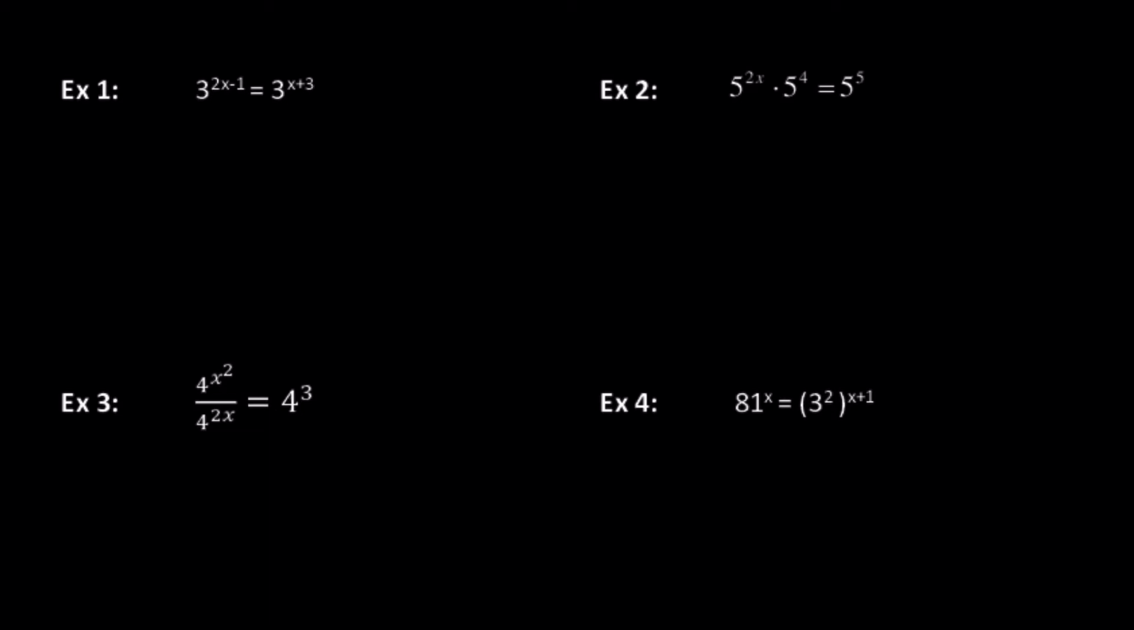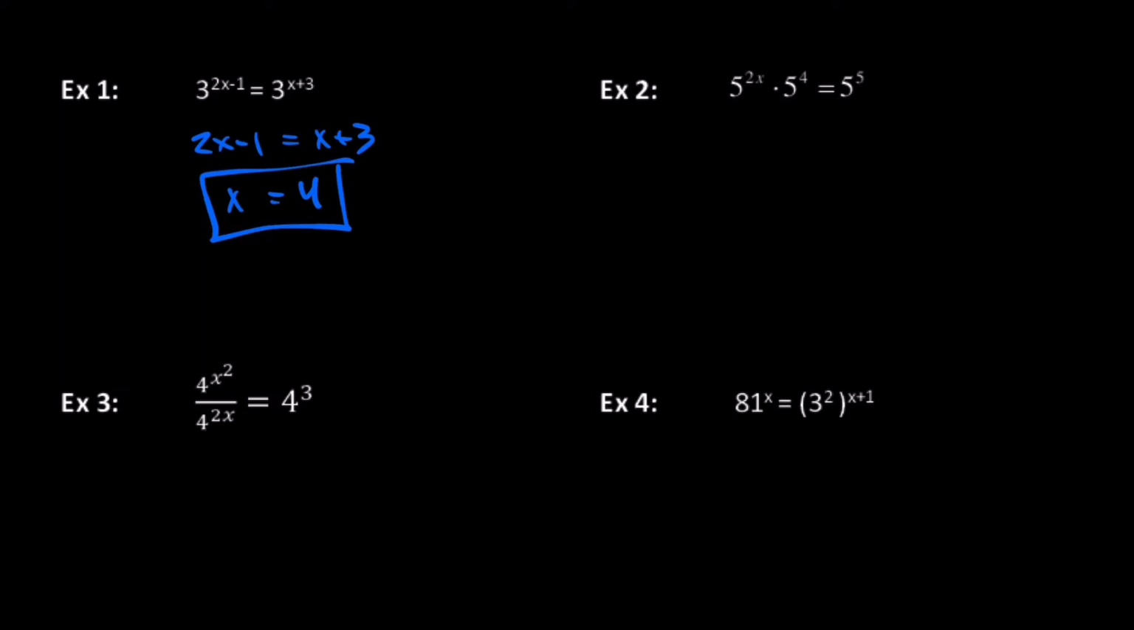All right, let's move on. Example 1, very straightforward. You can fast forward this if you want. Base is already the same, so I just take 2x minus 1, set it equal to x plus 3. Subtract x over here, add 1, x equals 4. I'm not even going to check that one. Let's move on to example 2.